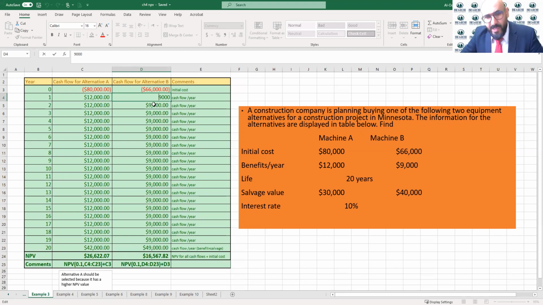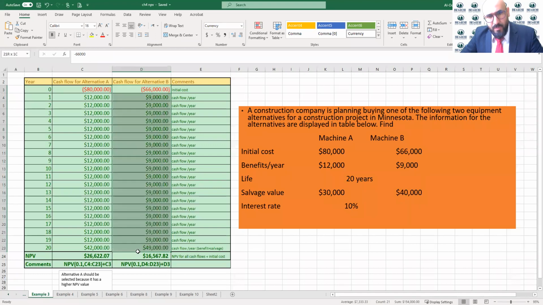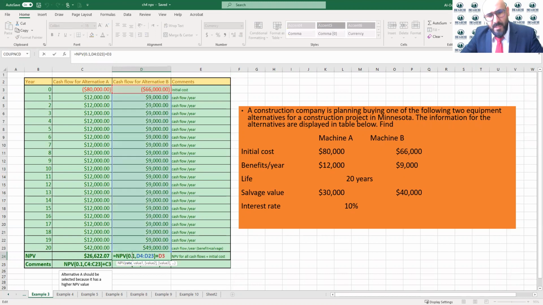Therefore, we only have one transaction, and this transaction is 9,000 positive, 9,000 benefit from year 1 all the way to year 19. On year 20, we also consider the 9,000 and the 40,000 as salvage value. So now the table is ready to conduct the net present value, the NPV. The NPV is at 10%, and we select all these cells, and add the initial cost to that.